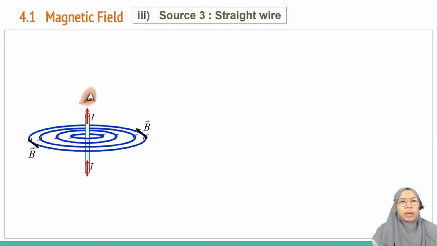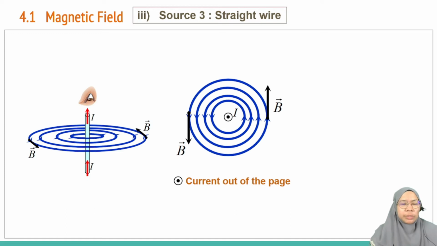Next source of magnetic field, the first conductor, we are looking at a straight wire. As you can see, for a straight conductor, the magnetic field lines wrap around the wire. So this is from the top view. The current is coming out of the page, so we are using dotted circles.